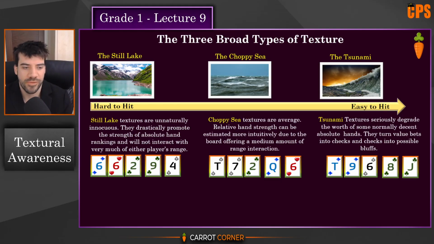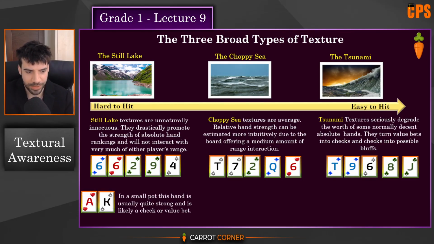So if you have a hand that is a value bet on a choppy C, it's probably too thin on a tsunami. If you have a hand that's a value bet on a still lake, it's probably too thin on a choppy C. If you have a hand that's a value bet on a still lake, it might even be so bad on a tsunami, if you jump all the way from the far left to the far right, that it even ends up being a bluff now. The spectrum of objective hand labels really jumps around a lot when you change the board texture.